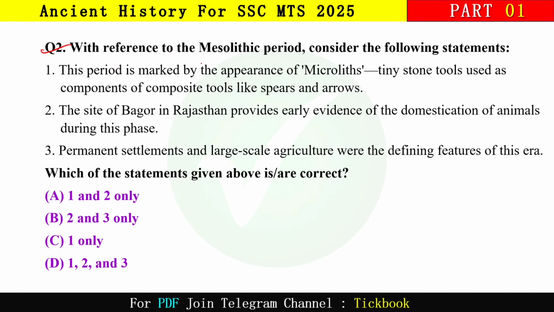Question number 2, with reference to the Mesolithic period, consider the following statements. Number 1, this period is marked by the appearance of microliths, tiny stone tools used as components of composite tools like spears and arrows. Number 2, the site of Bagor in Rajasthan provides early evidence of the domestication of animals during this phase. Number 3, permanent settlements and large-scale agriculture were the defining features of this era. Which of the statements given above is/are correct? Here option number A is the correct answer, 1 and 2 only.